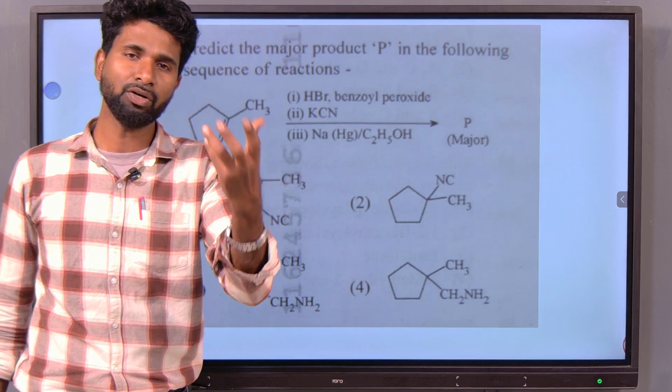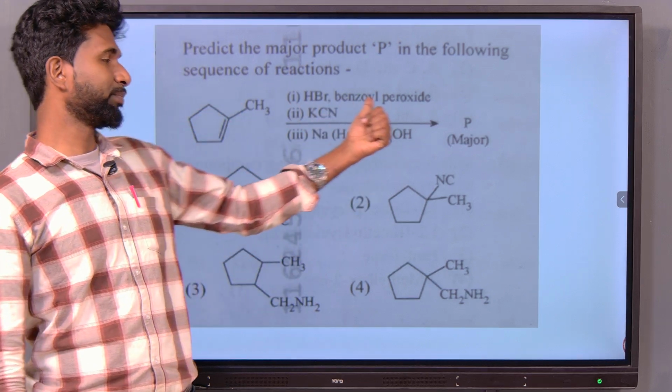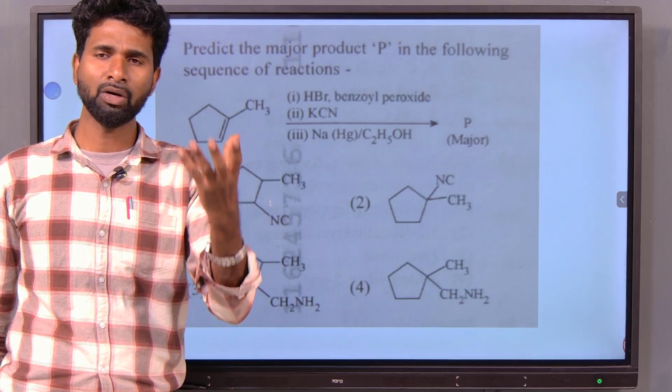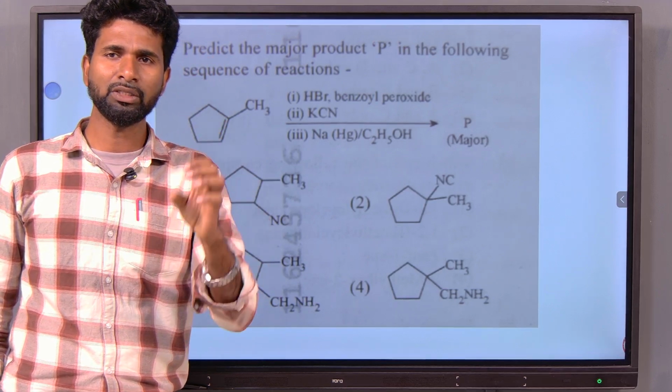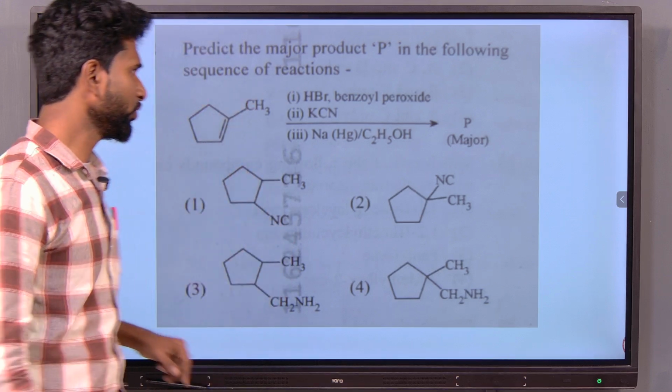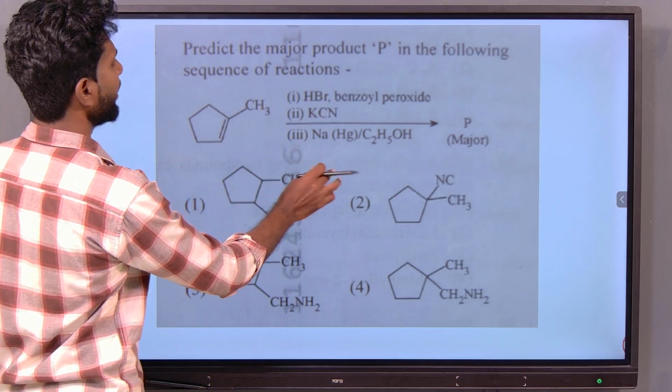Then what is the anti-Markovnikov rule? HBr in the presence of peroxide follows the anti-Markovnikov rule. The hydrogen is preferentially added to the double-bonded carbon which contains the least number of hydrogen atoms. So this reaction follows the anti-Markovnikov rule.